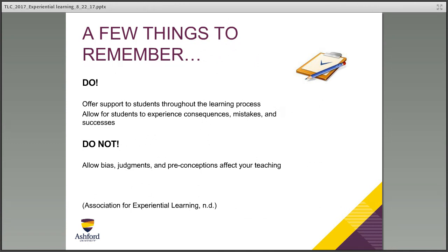Here are a few things to remember. We need to offer students a learning process that is allowing them, again, to experience consequences, mistakes, and successes. And we need to offer support to students throughout their learning process, no matter what that may look like for a particular student, because not all students experience the same process. They're not all starting at a certain level. They have different levels where they started, and we should embrace where they are and help them meet the goals and their end destination, so to speak. So from start to finish, we should support them.